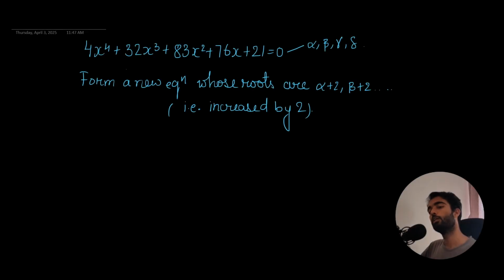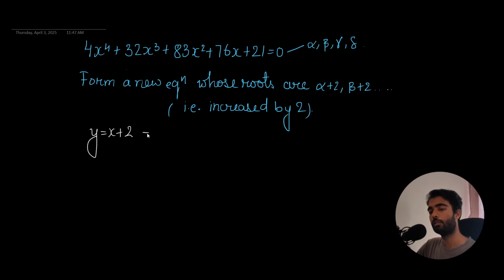In this problem, we are given that this equation has roots alpha, beta, gamma, and delta, and we need to form a new equation whose roots are alpha plus 2, beta plus 2, gamma plus 2, and delta plus 2, that is, increased by 2. The main concept here is that we need an equation in y whose roots are actually x plus 2.